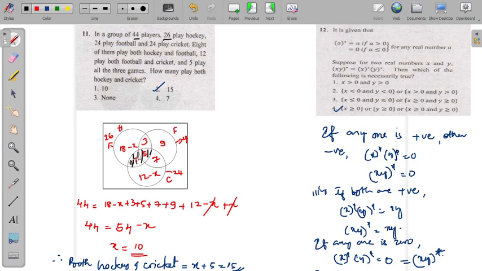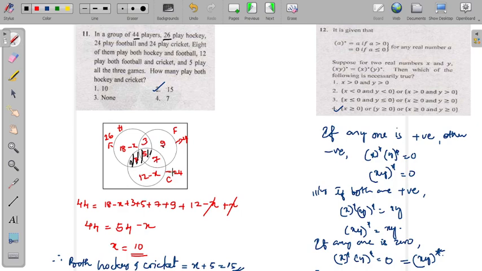So I don't know this value, I'll name it as x, but the total number of players who play hockey is 26. So 5 plus 3, 8. 26 minus 8, that gives you 18 minus x. Similarly here, the 24 players play football. So that gives you 12 plus 7, 19. So 24 minus 19 gives the answer here, 5. Now this one, 7 plus 3 is 10, 10 plus 5 is 15, 24 minus 15, the answer is 9.